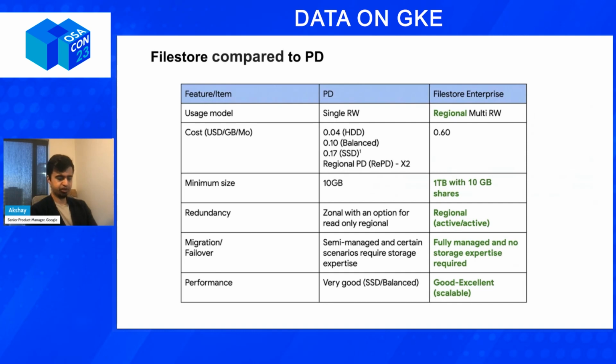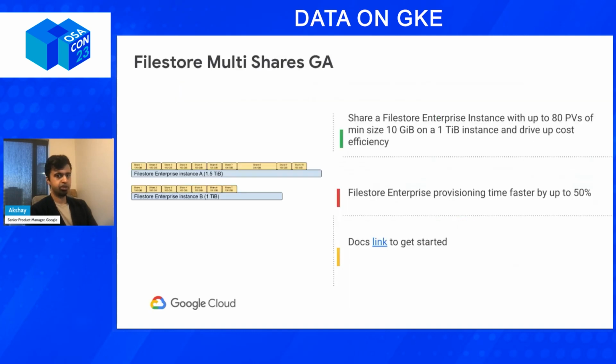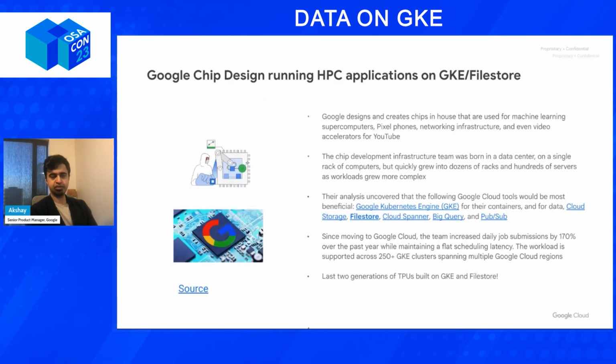This is just some relative comparison between the two. And this is a specific use case of a customer who uses Cloud Filestore. This is Google itself, Google chip design. They use Cloud Filestore for development of our chips, including TPUs. It's interesting to see that the last two generations of TPUs were built on GKE and Filestore, just for how easy it was to run simulations using Filestore as a data store.